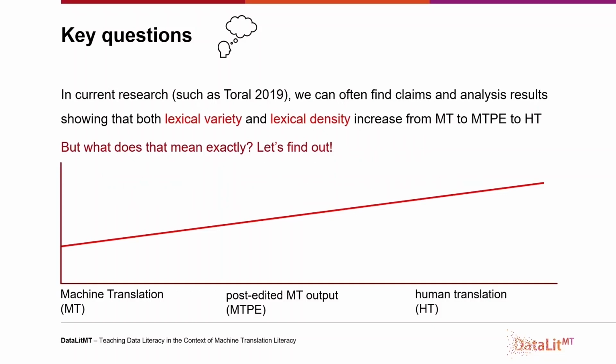In current research, we can often find claims that both lexical variety and lexical density increase from machine translation to post-editing to human translation. But what does that exactly mean? Let's find out.